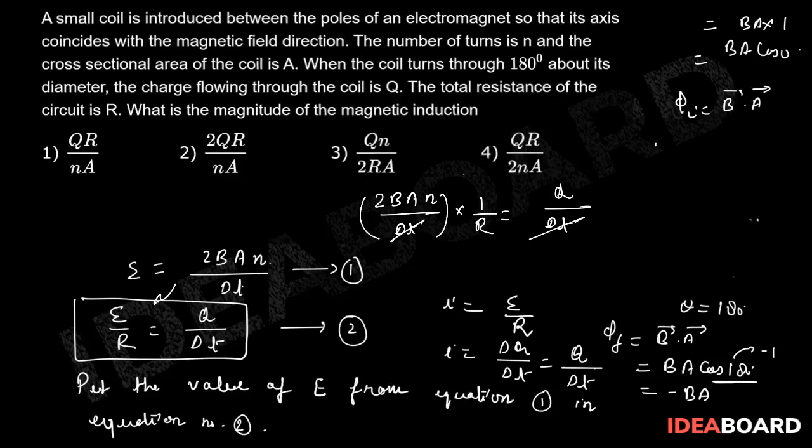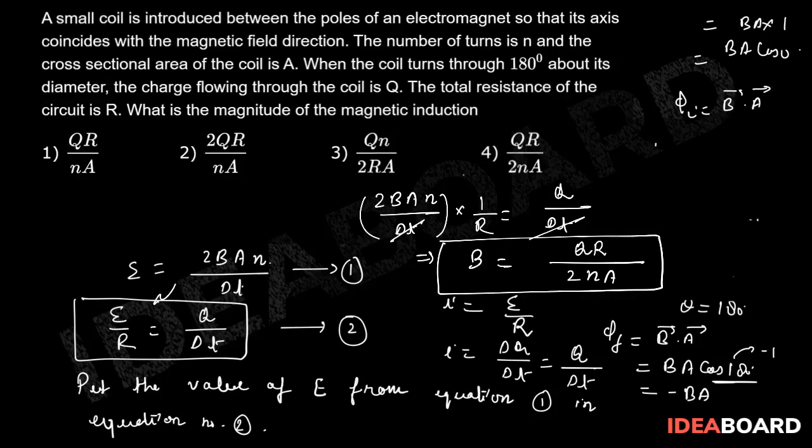What do I need now? I need the value of B. So B will be equal to Q into R divided by 2nA. So this is the value of B. So which option gives the right answer? Only option 4, right? QR divided by 2NA. So option 4 has to be the right choice.